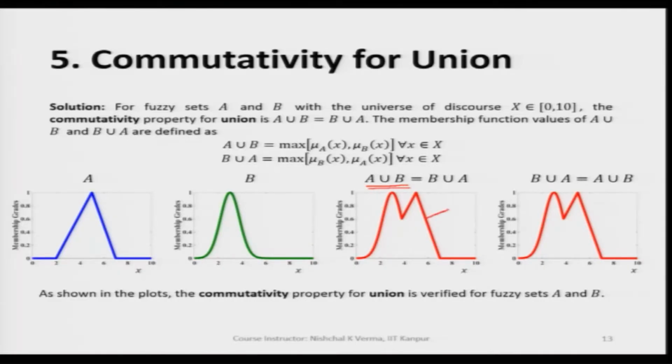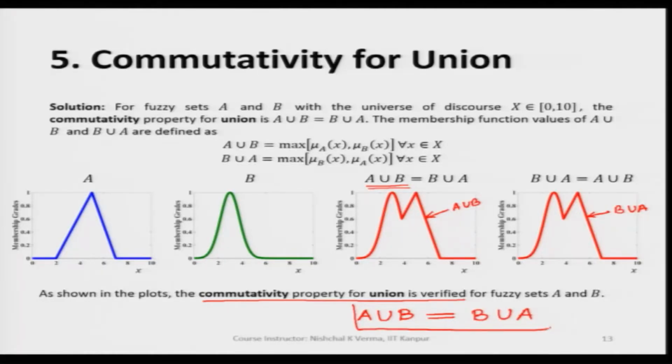A union B, and this B union A, and if we see here both the outcomes are same. So, we can clearly say here that the commutativity property for union is verified or satisfied for fuzzy sets A and B, and this is written as A union B is equal to B union A. And please note that this commutativity property for fuzzy sets A and B is satisfied.